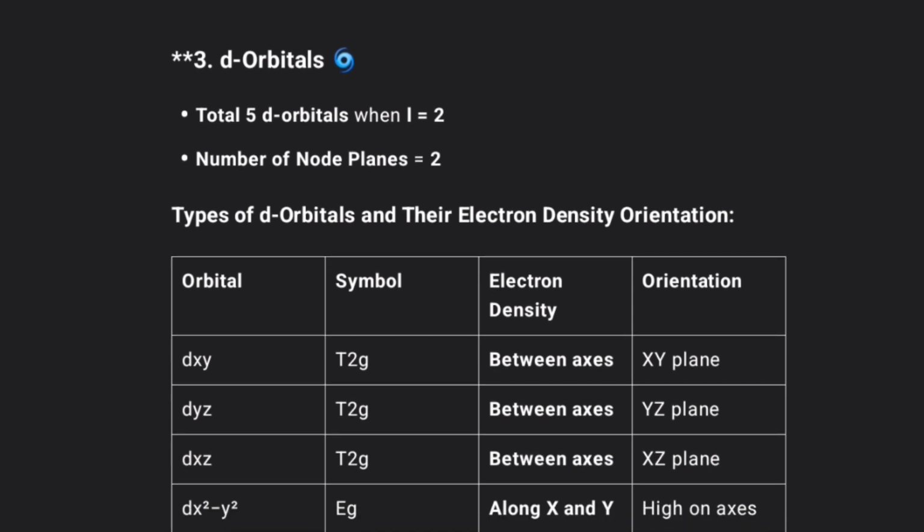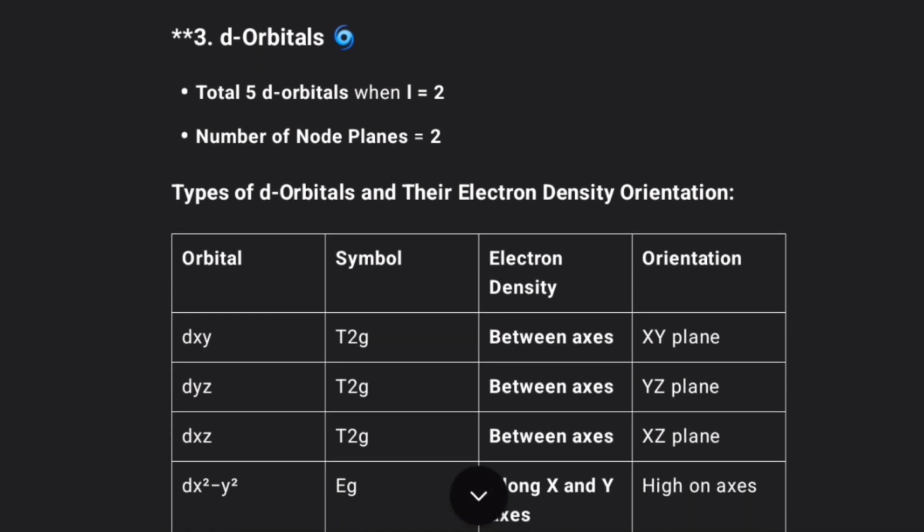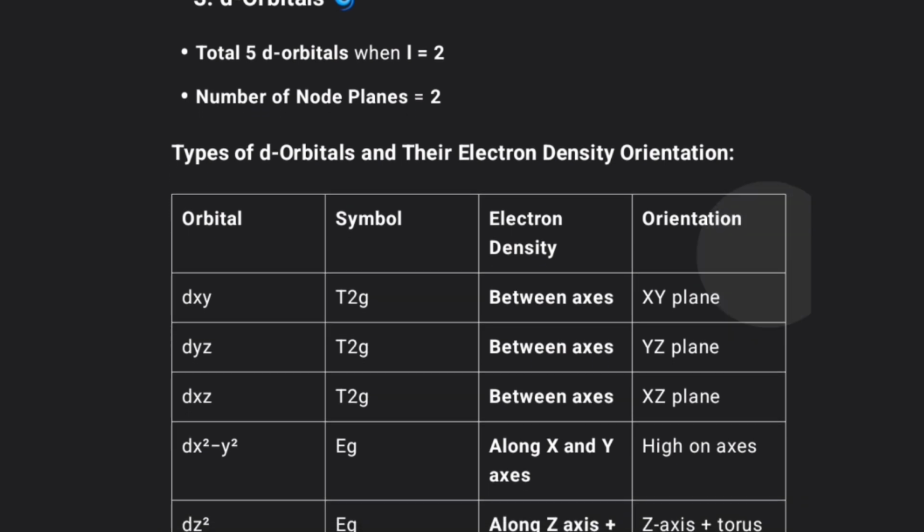d orbitals. There are a total of 5 d orbitals when L equals 2, and the number of node planes equals 2. Types of d orbitals and their electron density orientation: orbital, symbol, electron density orientation.